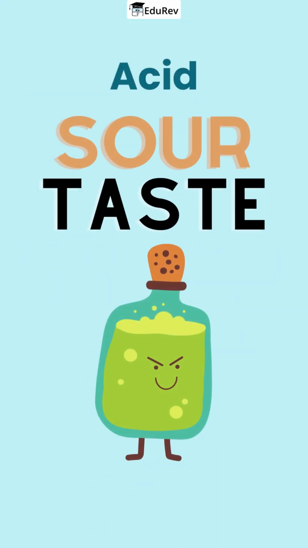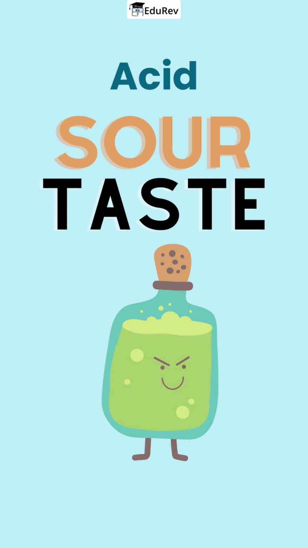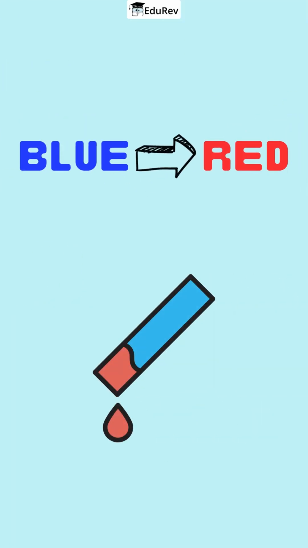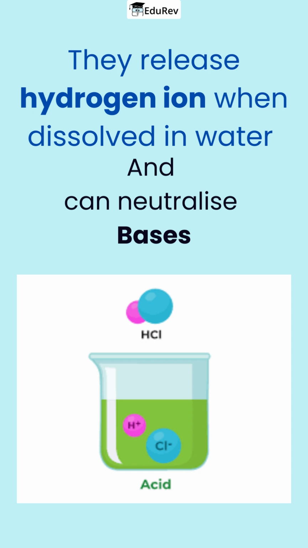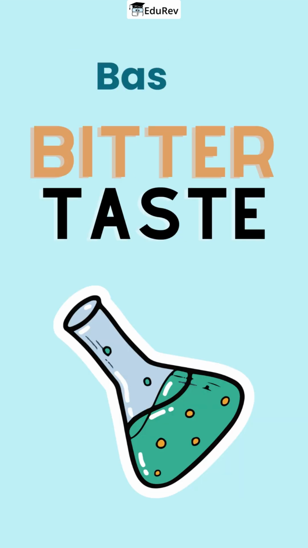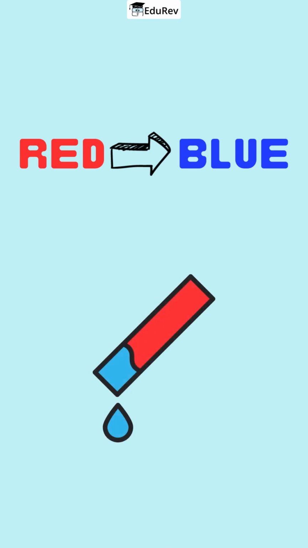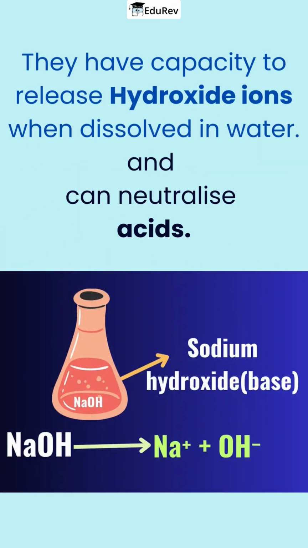Acids are substances that have a sour taste and can change the color of blue litmus paper to red. They are characterized by their ability to release hydrogen ions when dissolved in water and can neutralize bases. Bases are substances with a bitter taste and the ability to change the color of red litmus paper to blue. They are known for their capacity to release hydroxide ions when dissolved in water and can neutralize acids.